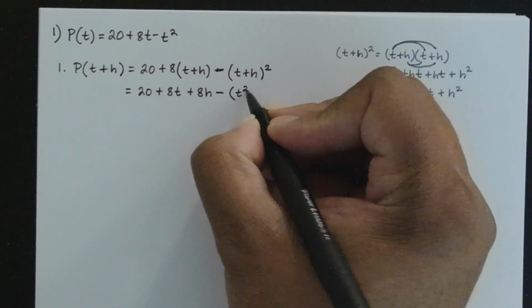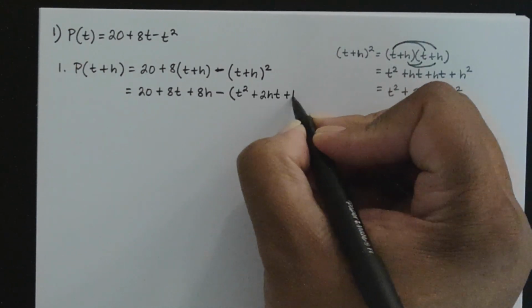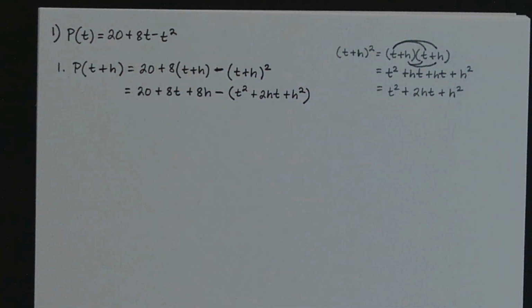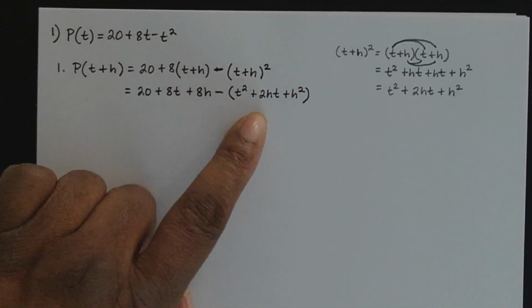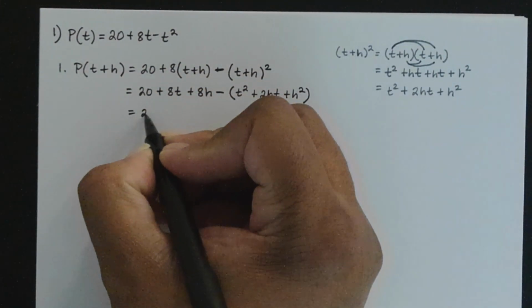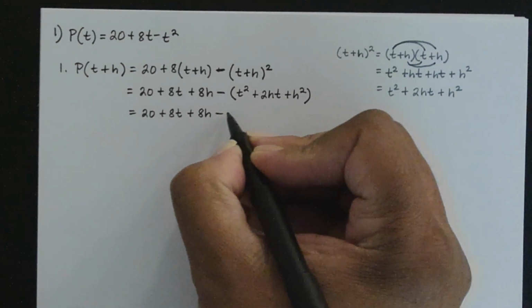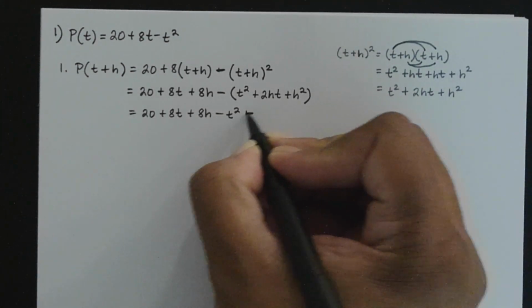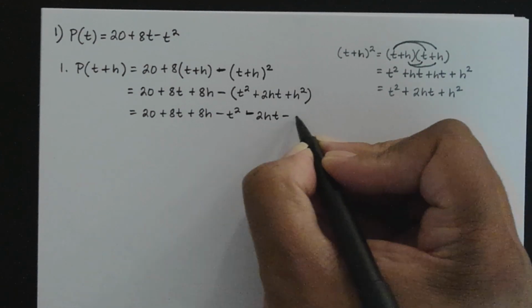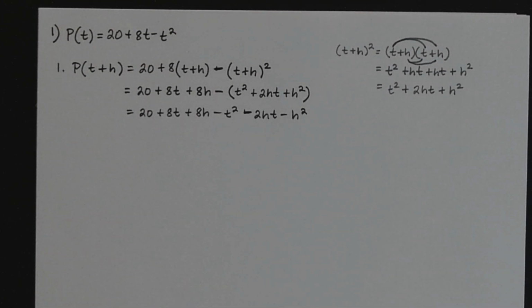And I'm putting this in parentheses, T squared plus 2HT plus H squared. And then that minus sign will change the sign of every single term inside the parentheses. So this will be 20 plus 8T plus 8H minus T squared minus 2HT and then minus H squared. And I'll go no further than that. So that's what P of T plus H will be. Okay, so that's step number 1.